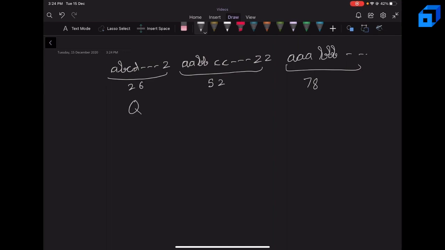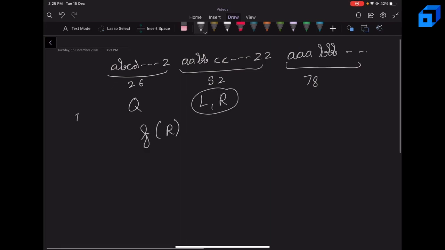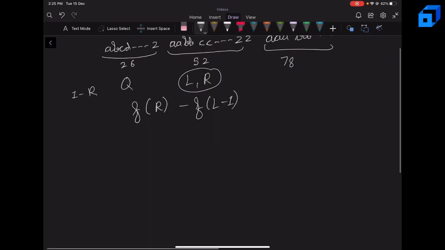Now we are given Q queries, and in each query we will be given L and R. Now we need to find the number of vowels from L to R. Let's say F of R is the number of vowels from 1 to R. Then we can answer our query by F of R minus F of L minus 1, because F of R will contain the vowels from 1 to R, and we will subtract the number of vowels from 1 to L minus 1, and this will give us the number of vowels from L to R. Now the only thing we need to think about is, how do we find the number of vowels from 1 to R? So we need to find F of N, that is the number of vowels from 1 to N.